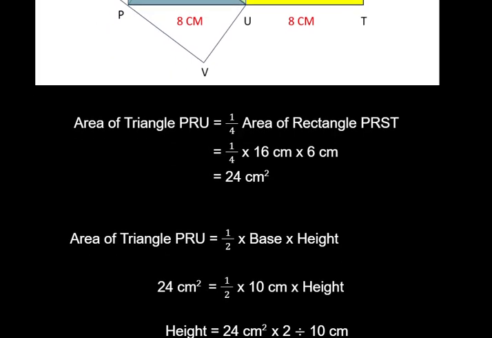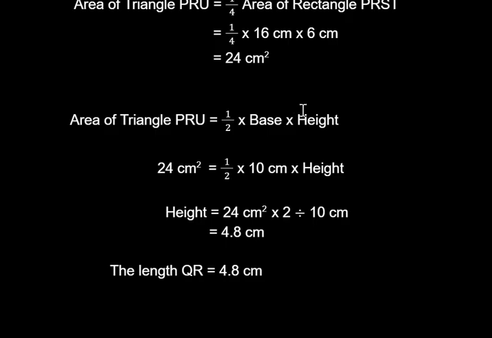Since we know the area of this triangle, and we know the base is 10 centimeters as we discussed above, we can find the height. So 24 centimeters square is equal to half times base times height, which is half times 10 times the height. If you move the 2 over and you move the 10 over, it becomes 24 times 2 divided by 10, and it's 4.8 centimeters. So the length of QR is 4.8 centimeters.